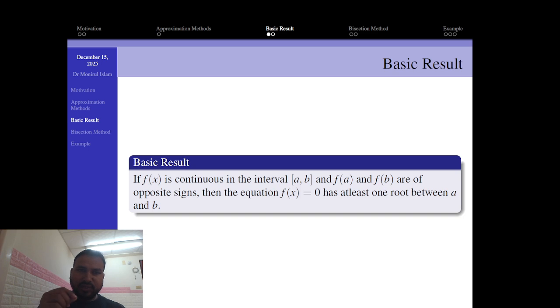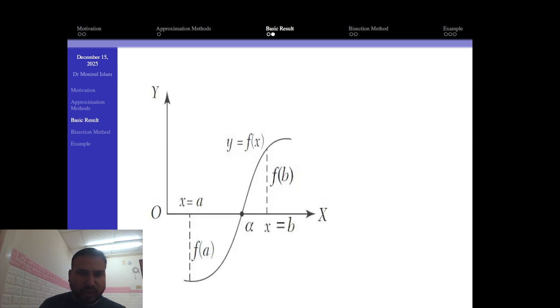That means if the graph of the function is going from negative to positive, then this graph must cut the x-axis at least at one point. So this is the graph of this function f of x. f of a is negative and f of b is positive. Since the function is continuous, the graph must cut the x-axis at least at one point here. So this is a root of this function. It may cut several times, depending upon the function.